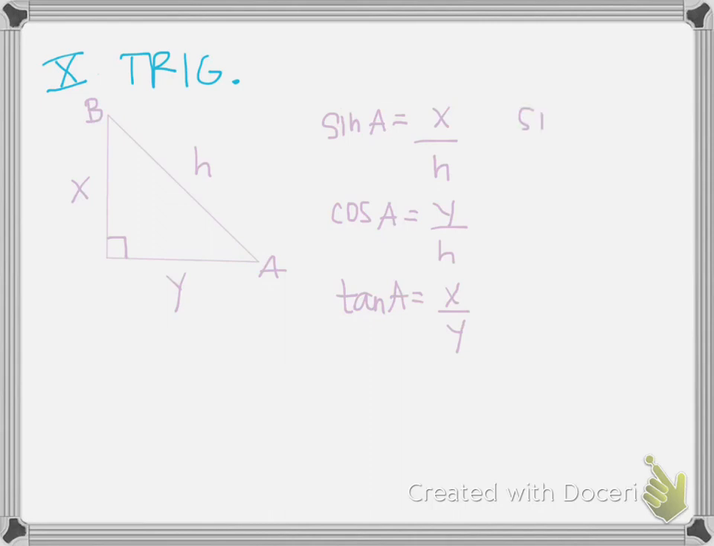So if we change our angles, so sine of B, so the side opposite of B is going to be y over h. Cosine of B is going to be x over h. And tangent of B is going to be your opposite y over your x. Okay, so it's all relative to what angle you are looking at. Okay, let's do an example here.